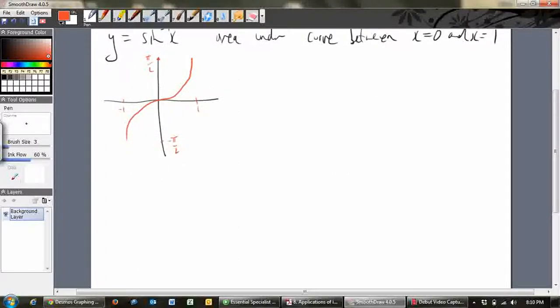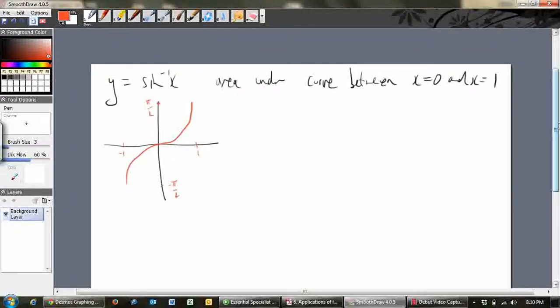Okay, so what this question is asking for is the area between x equals 0 and x equals 1. In other words, this area in here under the curve. So what you'd normally do, and let's give this a go, well, that's easy. Area equals the integral between 0 and 1 of the function. The function is sine negative 1 x dx.